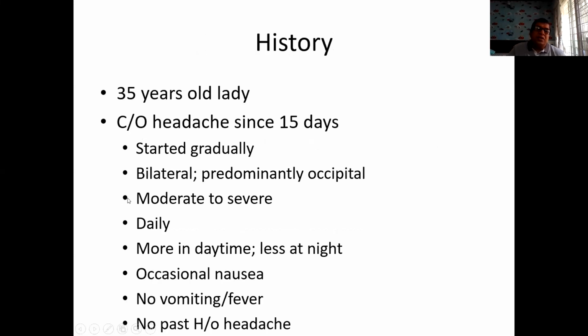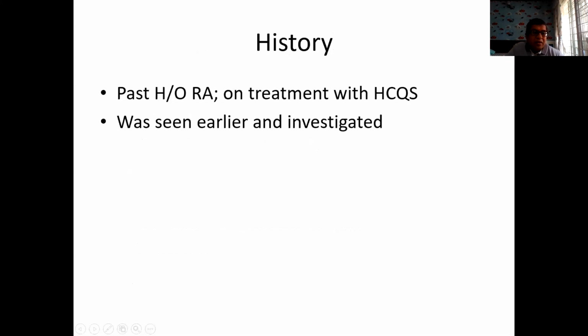Talking about another case, this is a 35-year-old female. She had headache which started 15 days ago. The headache started gradually. It was bilateral, occipital, moderate to severe, more in daytime, less at night, occasionally associated with nausea, no fever, no past history of headaches. This lady had rheumatoid arthritis, and she was on HCQS, a drug that is nowadays being completely in limelight.